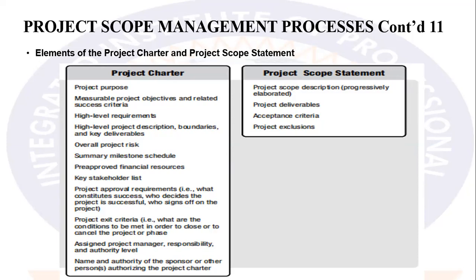The project charter contains the measurable project objectives and related success criteria, while the project scope statement contains the project deliverables. The project charter contains the high-level requirements. The project scope statement contains the acceptance criteria. The project charter contains high-level project descriptions, boundaries, and key deliverables. The project scope statement has the project exclusions.